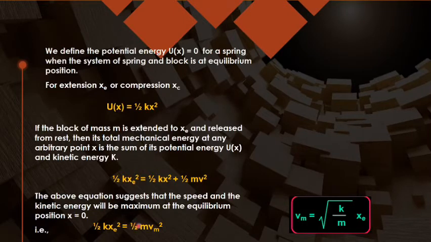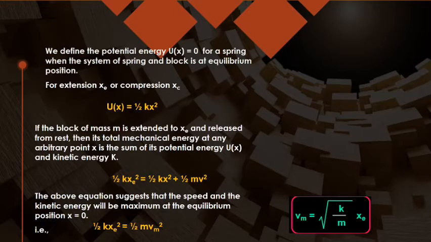When you equate, you get the maximum velocity V max equals square root of K upon M times Xe. K is the spring constant, M is the mass of the given body which you are attaching to the spring, and Xe is the distance of the extreme position. I think you are all aware that the distance between the mean position and the extreme position is termed the amplitude of oscillation. So that also can be kept in your mind.